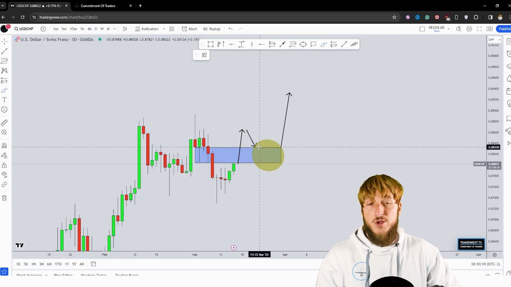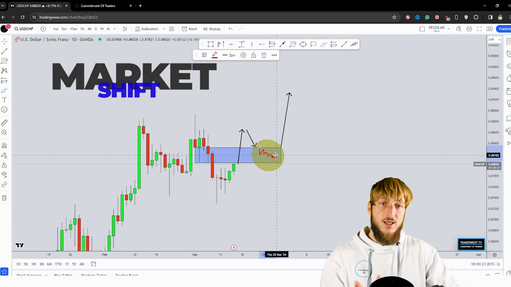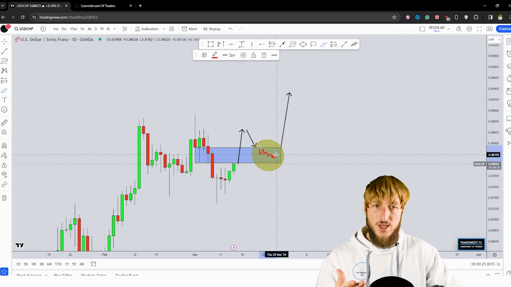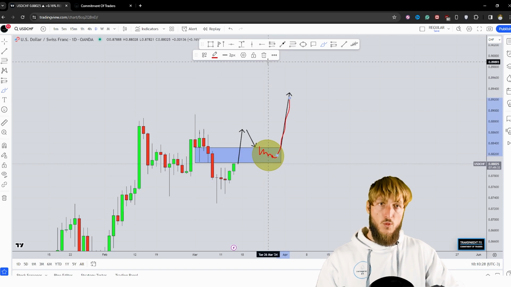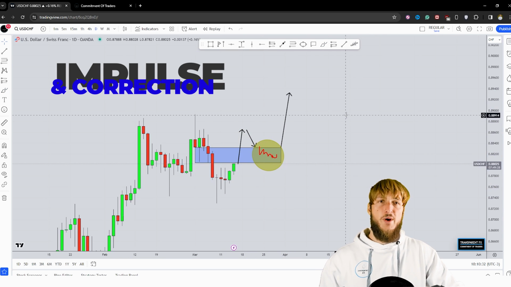Therefore, what I would expect is that if this market would shift from an intraday bearish to bullish market, in this area, I wouldn't be surprised to see a potential push higher away from the zone, completing this daily impulse correction and impulse pattern to the upside.